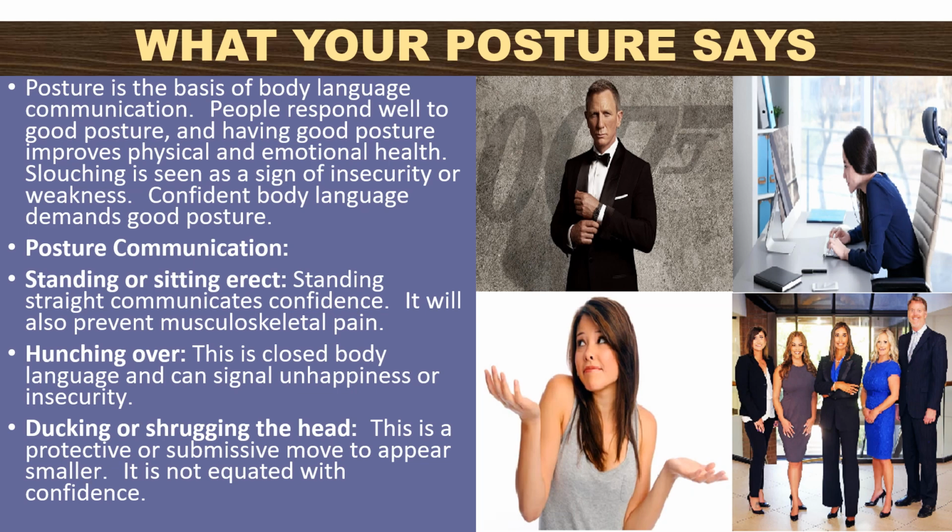Okay, hunching over. This is closed body language and can signal unhappiness or insecurity. Look at the girl, she is hunching over, a closed body language, right? The girl is looking at the computer, so she is hunching over. Okay, this is a signal of unhappiness and insecurity.